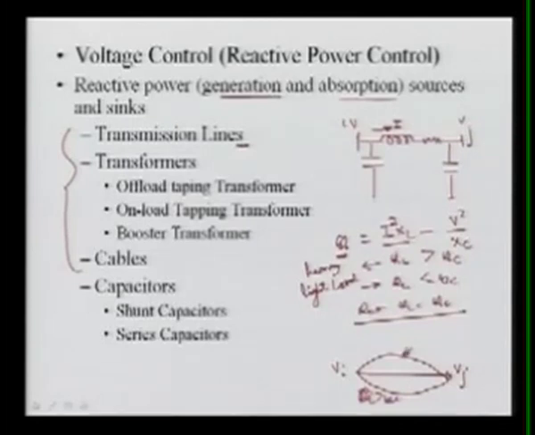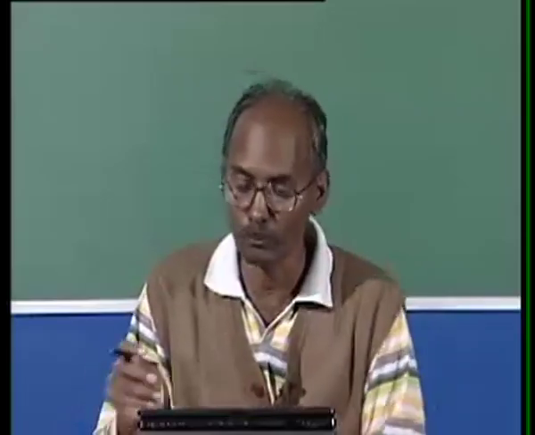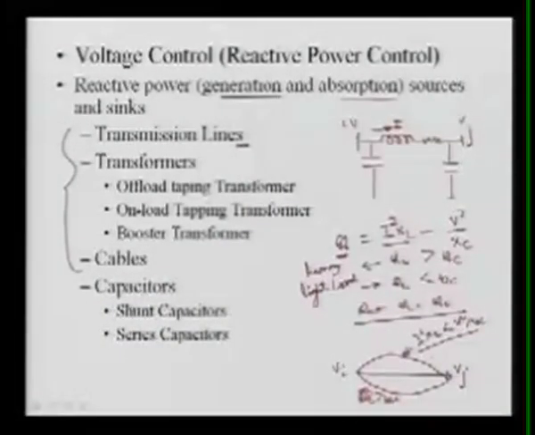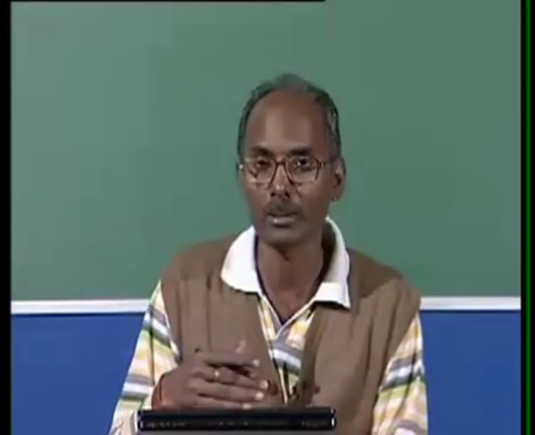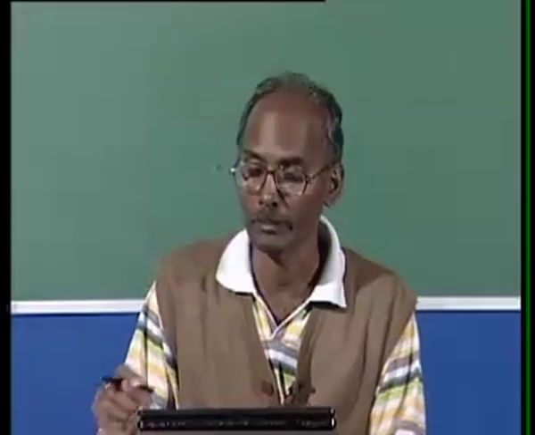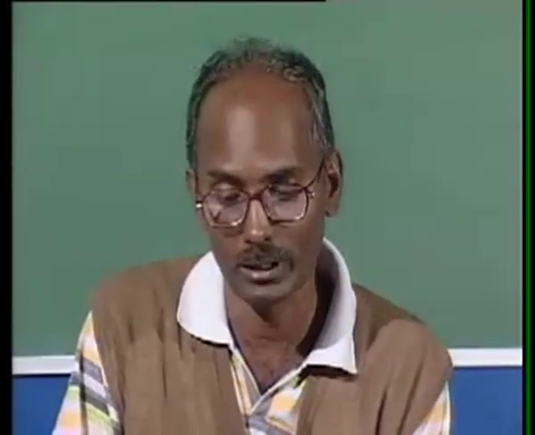Here the reverse is true, meaning your I square XL here will be less than your V square upon XC, and this is called the light loaded condition. So you can see the voltage profile between the two nodes. If the voltages are fixed, it will change depending on the current flowing through these transmission lines. So we can say that transmission lines can generate or absorb reactive power, and it all depends upon the loading of the line. Normally this charging is very predominant when we are using a very extra high voltage transmission line, and also if the line length is very large.